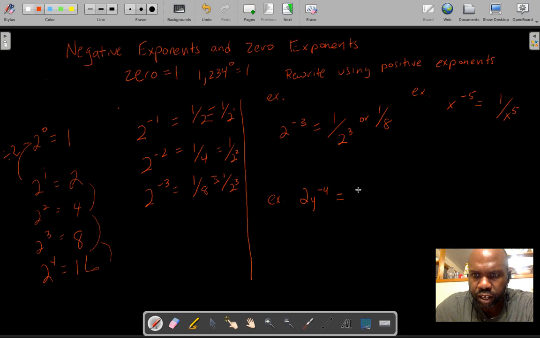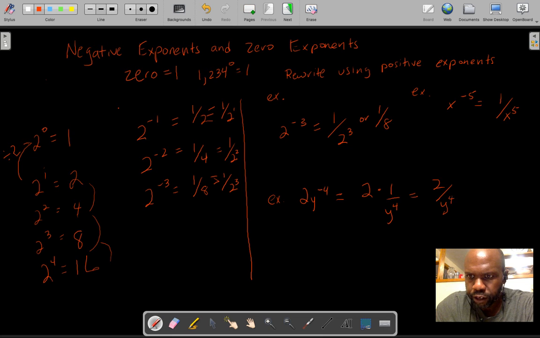So the 2 would stay where it's at, on the top, and then we would put a little dot for multiplication, and then we put 1 over y to the 4th. The reason why is so we can hold it true. Once we do that, we multiply across, and we would have 2 over y to the 4th.